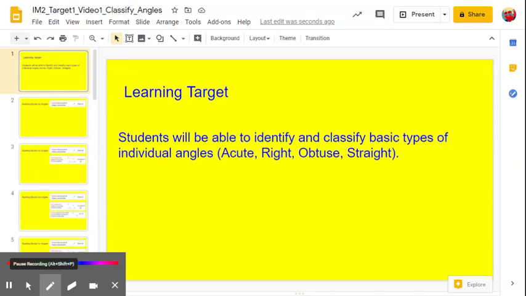Our learning target for this video is students will be able to identify and classify basic types of individual angles. So we'll be looking at acute, right, obtuse, and straight angles. This should be review from your middle school days, maybe even some elementary school days. But I just want to go over the building blocks of angles and make sure we understand angles before we start working with them in our class.